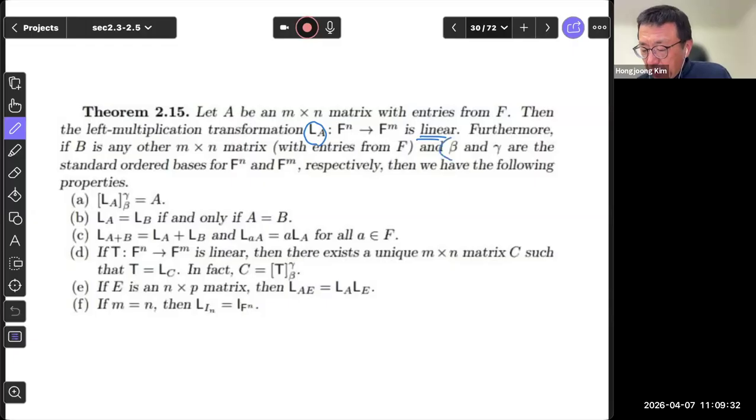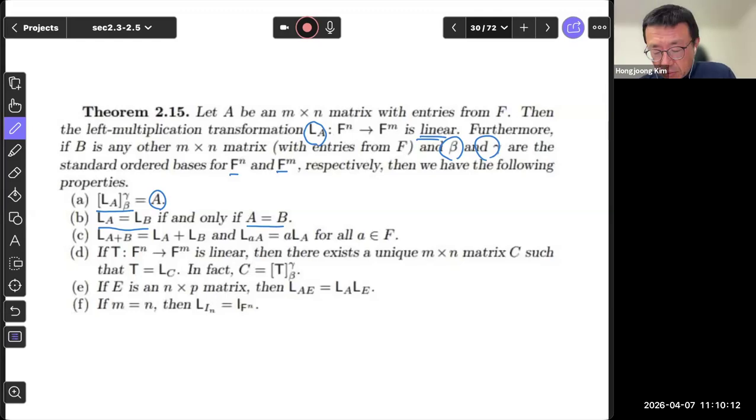And when beta and gamma are the standard ordered bases for Fn and Fm, then the matrix representing this L sub A transformation with respect to beta and gamma will be the A matrix. And this is trivial, I guess. You can easily prove that. And if L sub A equals L sub B as a mapping, then A and B must be identical.